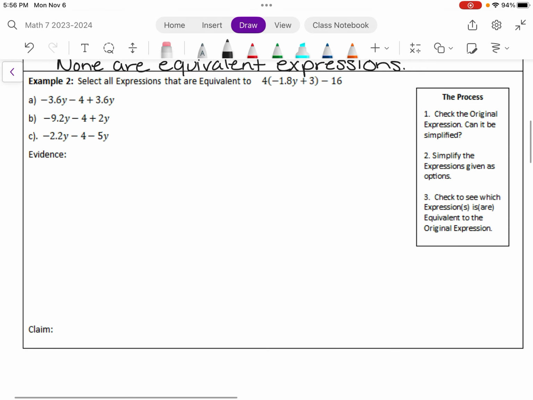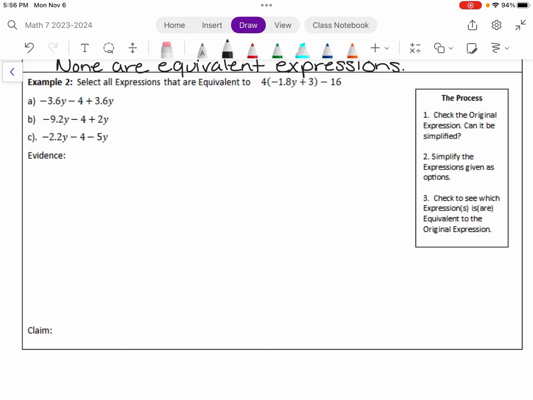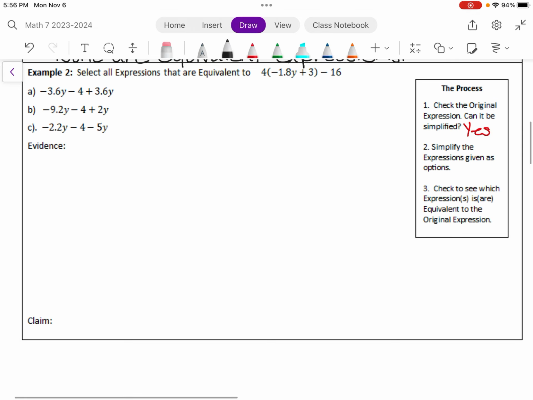Okay, so let's move on to example number 2. Again, select all expressions that are equivalent to 4 times negative 1.8y plus 3 minus 16. So check the original expression. Can it be simplified? Yes, because I can see I can distribute my 4. Okay, so let's rewrite our expression down here. So I have 4 times negative 1.8y plus 3 minus 16.